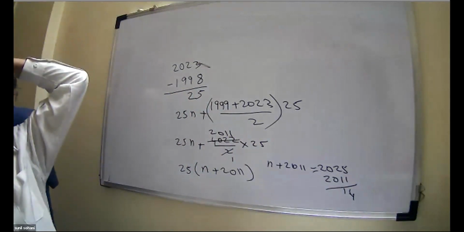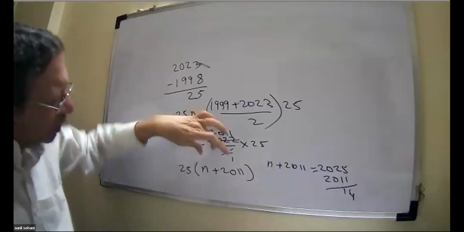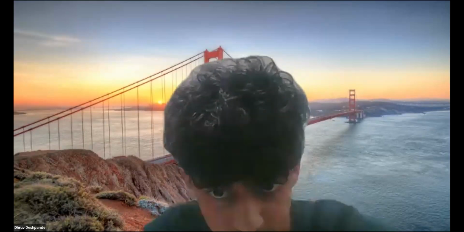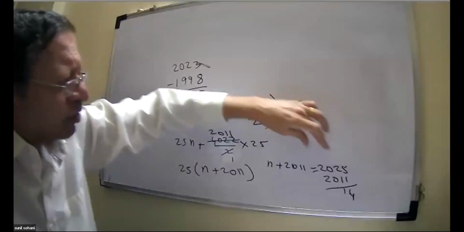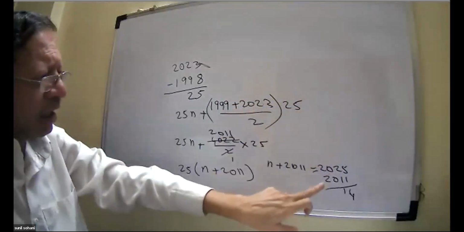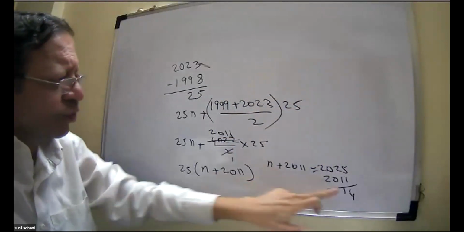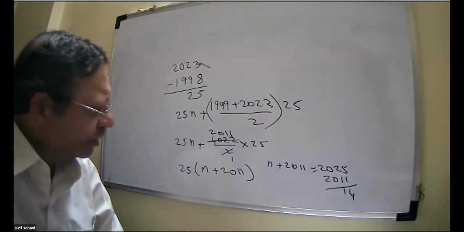Sir, what have you written at the end? n plus 2011, so the whole thing should be a perfect square. The perfect square which I can see is 45 square, 2025. So n plus 2011 should be 2025. I have subtracted 2011 from 2025, then n is 14 as expected. So the closest square after 2011 is 2025.